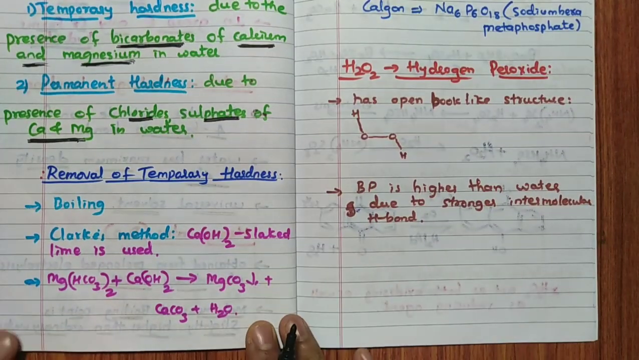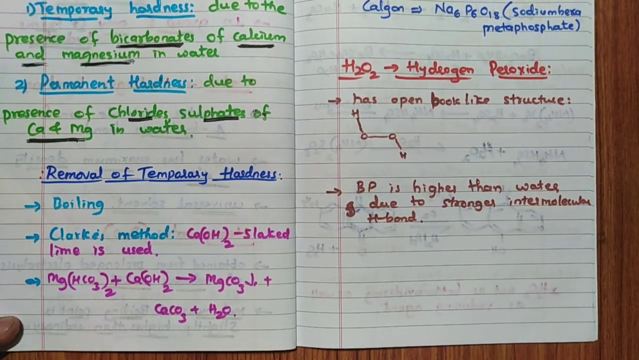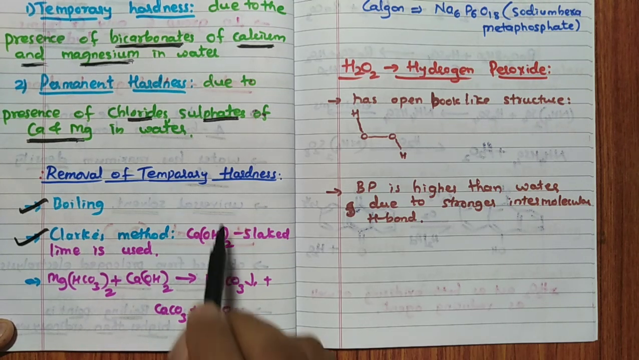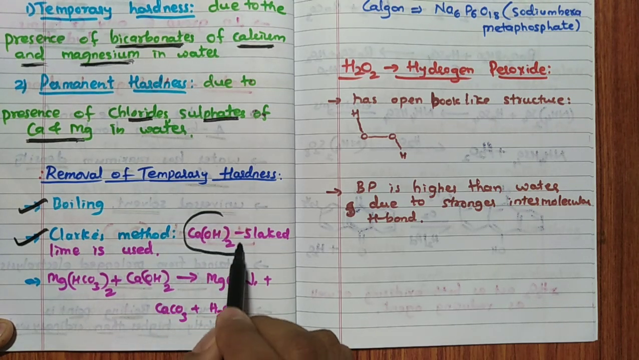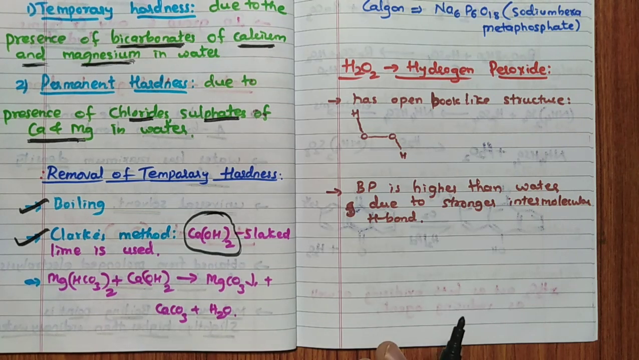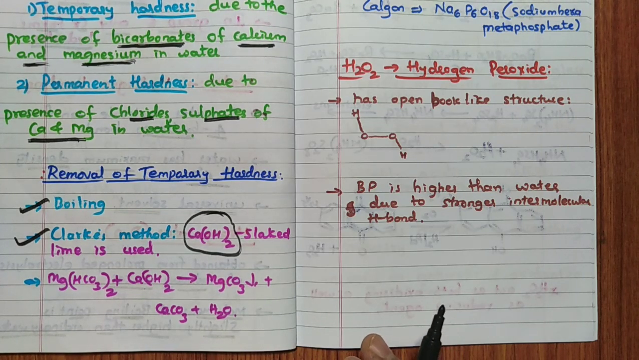Then removal of temporary hardness. For removal of temporary hardness, remember 2 methods. One is boiling, the second one is Clark's method. In the case of Clark's method, you remember this Ca(OH)2, slaked lime. It is not lime water. In the p block elements, I have clearly explained what is slaked lime, what is milk of lime, what is lime water. So see that if you have not seen that video.